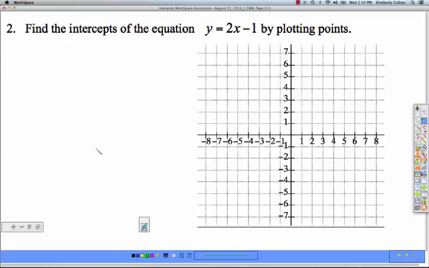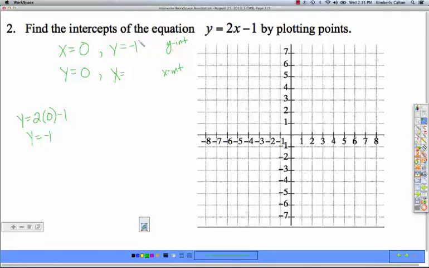For the next equation, it says find the intercepts of the equation y equals 2x minus 1 by plotting points. The first thing we probably need to do is substitute x equals 0 and y equals 0. Then we'll find out what those values should be. These will give us the intercepts. So this will be the y-intercept, and this will be the x-intercept. So let's start with x equals 0. We have y equals 2 times 0 minus 1. So we have y equals negative 1. So we know that the y-intercept is negative 1.